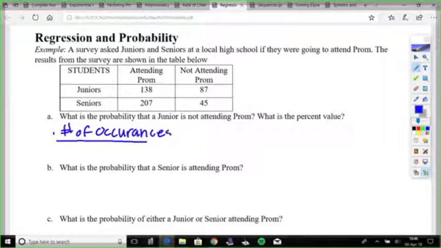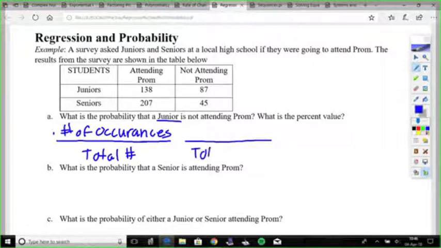Some people say this a little bit differently. Number of occurrences over, I guess you sort of reference this as a total number, based on whatever we're referencing. So what is the probability that a junior is not attending prom? Out of the total number of juniors, not all the students, just total juniors, because that's what this question is asking specifically about, how many of them are attending prom? So how many are actually attending? Juniors attending. So that's what we're going to find out.